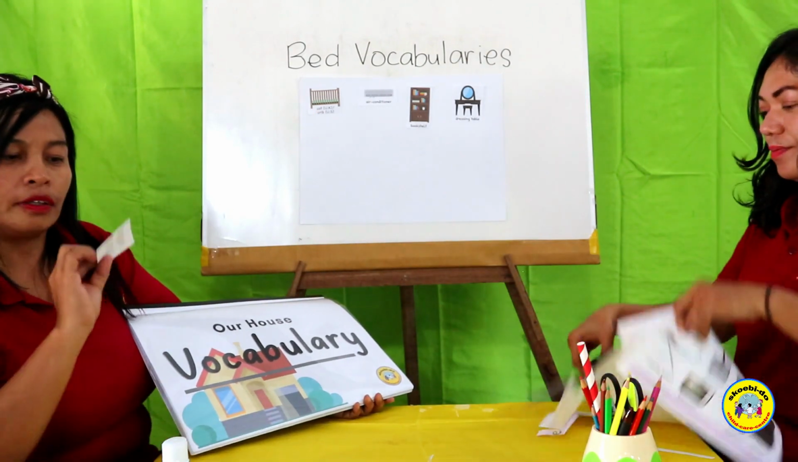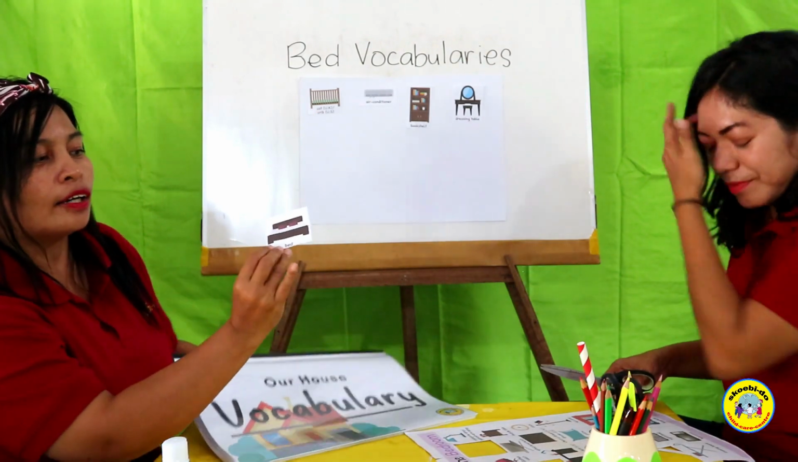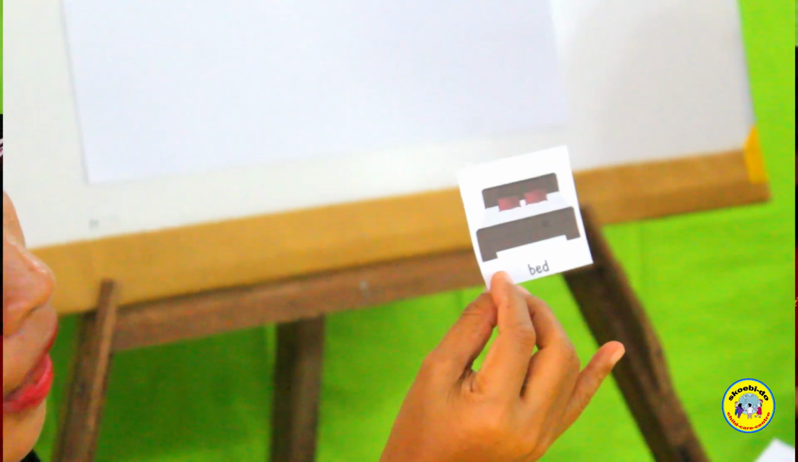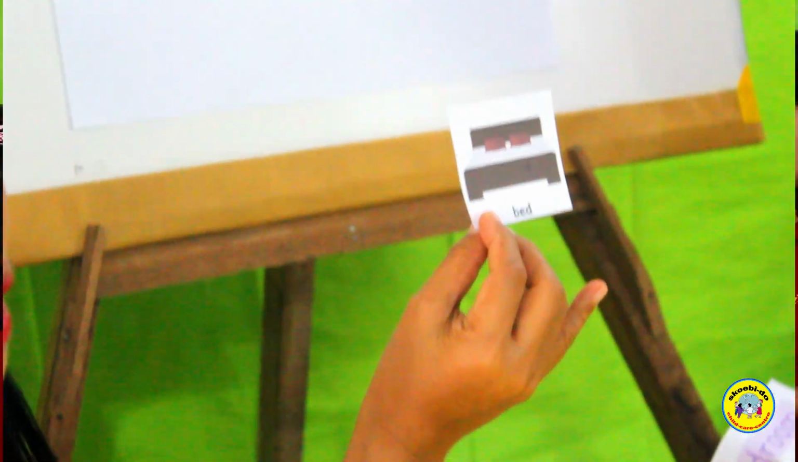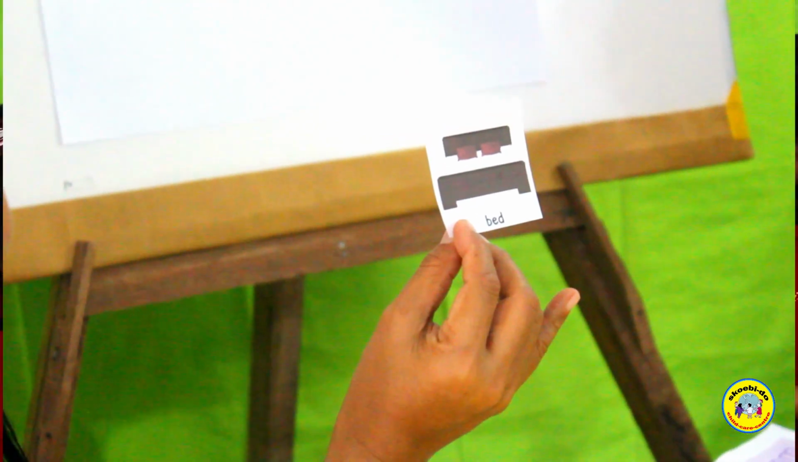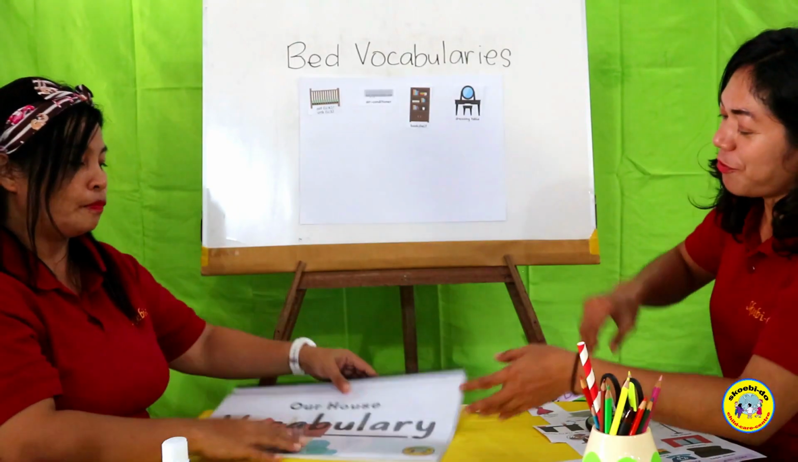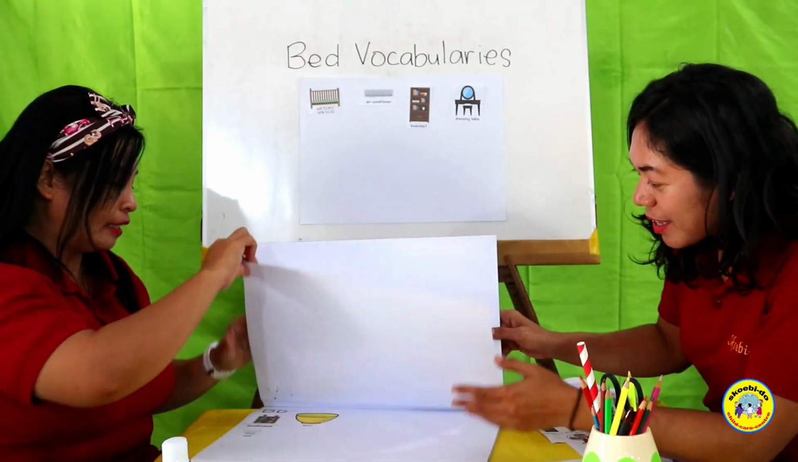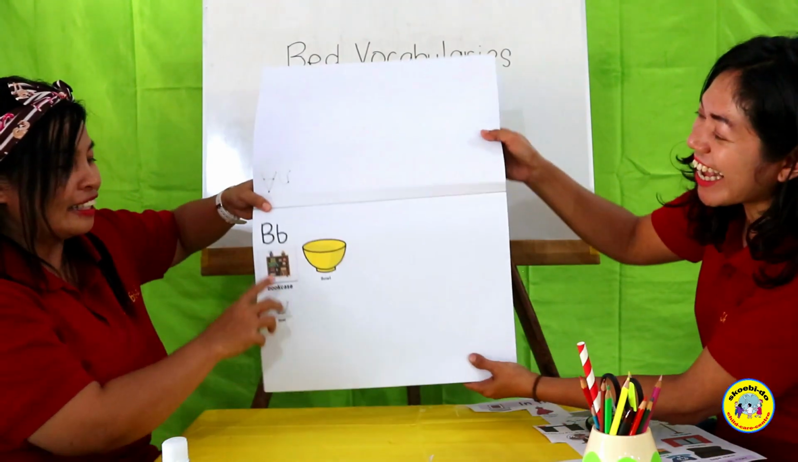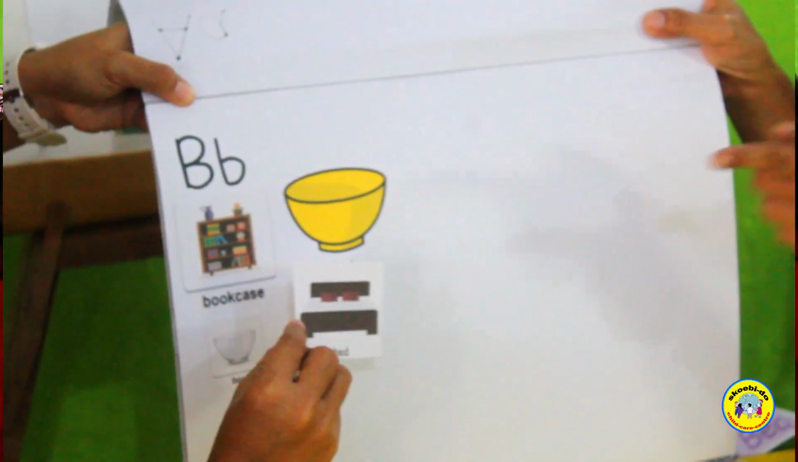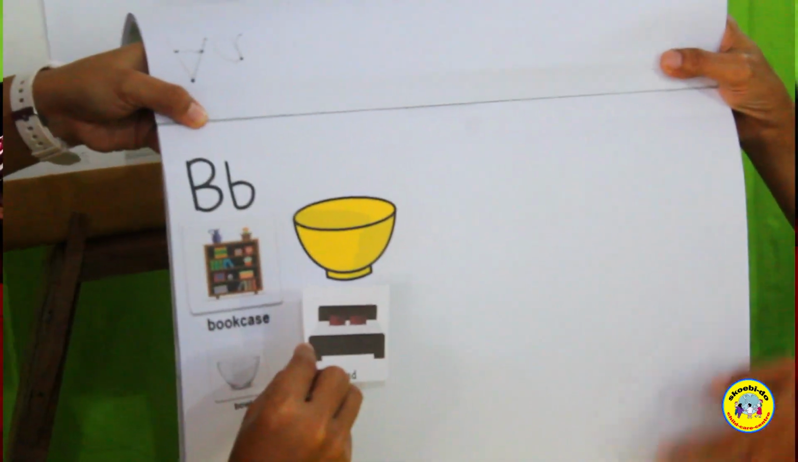Alright, so what is that? Okay, so bed, the first letter is B. Look, yes, B, for bed. Alright, so Miss Tasha will help Miss Diana to find it. Yes, look, this letter B. See? The same, right? Letter B for B. Yes, make a B sound.